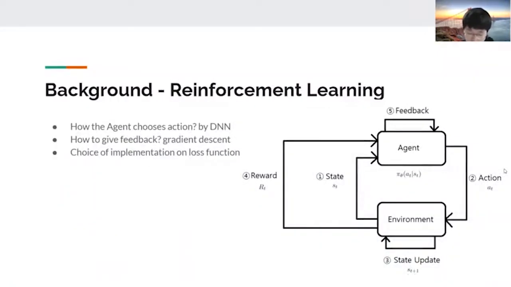To understand proximal policy optimization, we need to know about reinforcement learning. We have an agent making an action under some environment. The action of the agent affects the environment and the state changes. By the change of the state, we measure how good the action is, and the agent evolves through the feedback of the reward. The action of the agent is determined by a deep neural network, and the feedback is given by gradient descent. Therefore, there is a choice of implementation on the loss function.